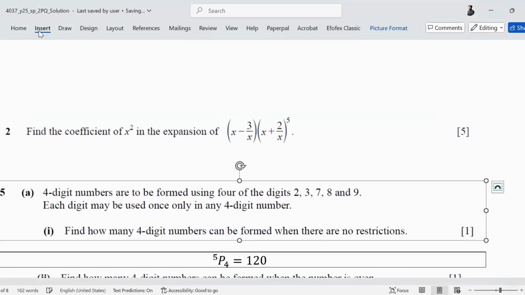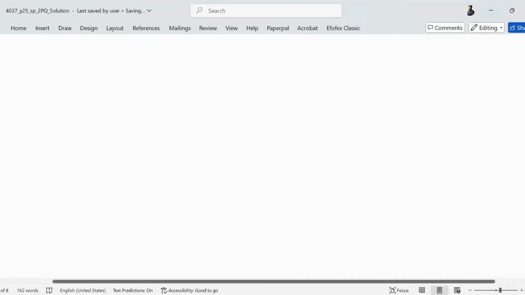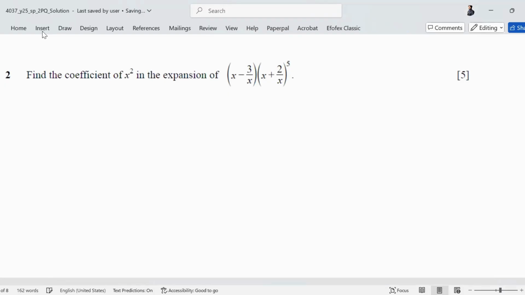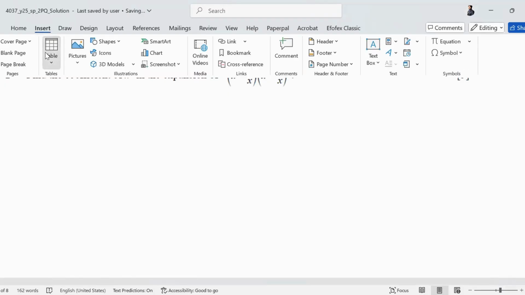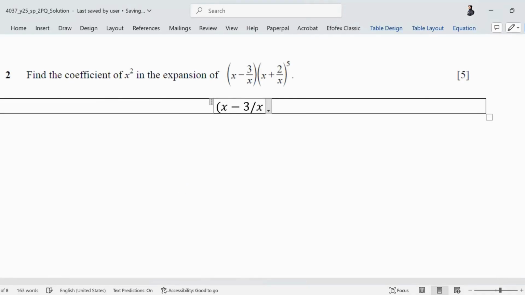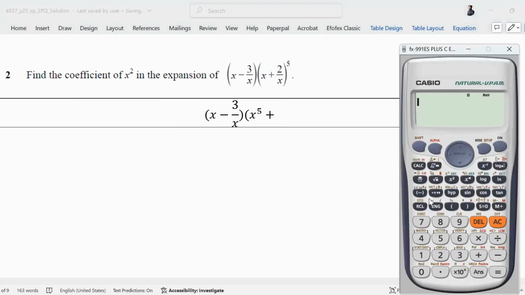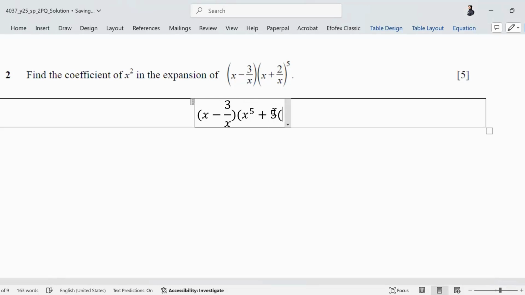The coefficient of x square in the expansion of this. If I wanted to expand it, I'll have to expand for the power of 5. The first term will be x to the power 5 plus 5c1, which is 5, but just letting you know how do you do it in a calculator. 5c1 is 5. x reduces power to 4 and 2 over x gets the power 1.